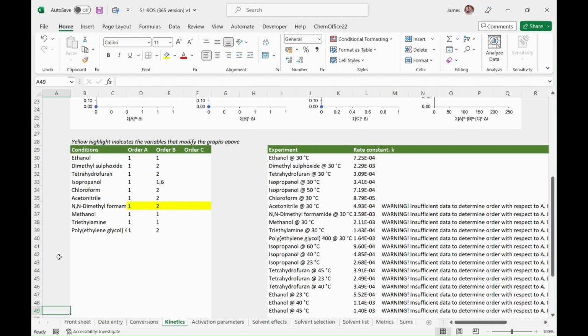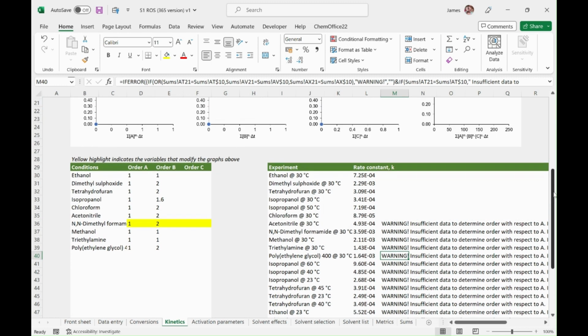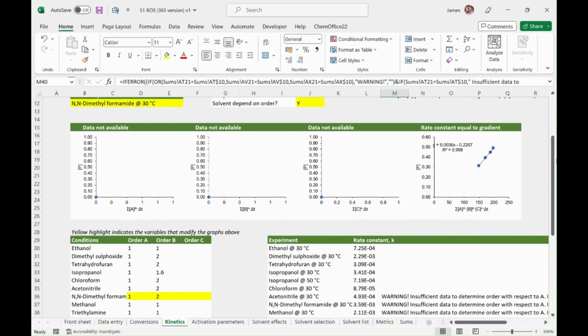I have now completed the data set, entering the different orders of reaction. You will notice in the summary of rate constants on the right that sometimes you won't necessarily have all the data necessary to determine the order of reaction with respect to the individual reagents.